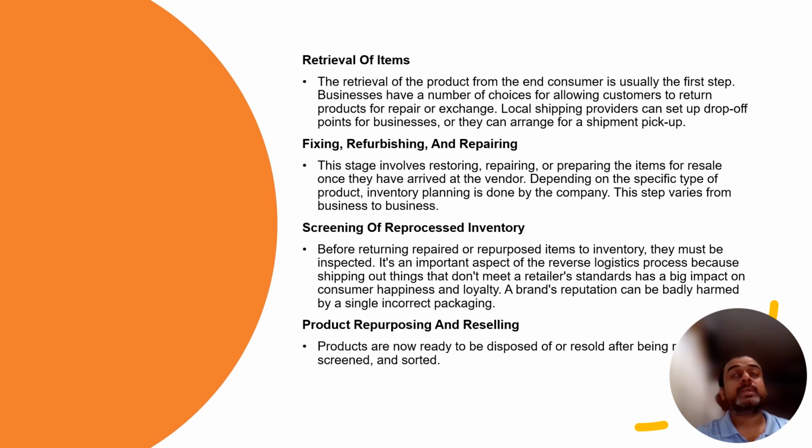Screening of the reprocessed inventory, whatever inventory is being brought back by the returns. It needs to be screened well so that it can be sent to the appropriate outlet or destination, so that from there it can be sold efficiently. And the fourth point is product repurposing and reselling. Products are ready and can be resold to the appropriate client as per the specifications. That is the main part.